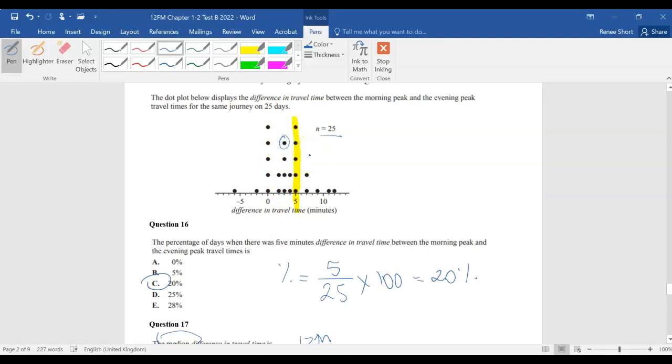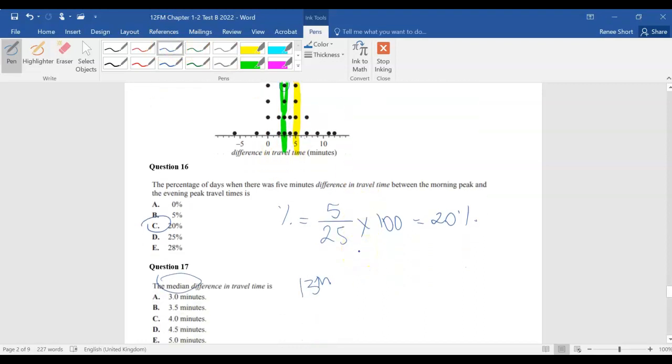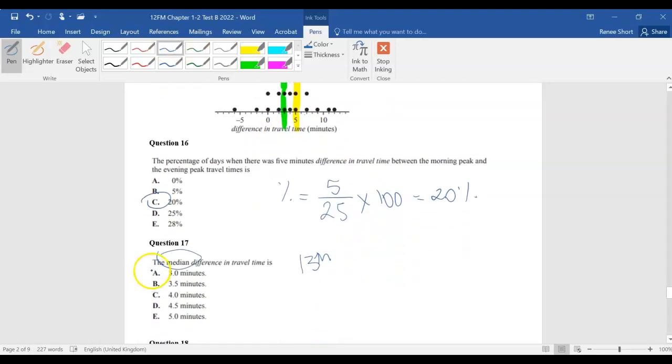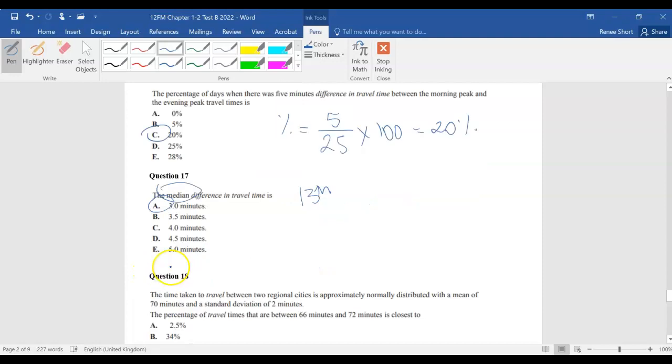I do like to count next to it to make sure I still get another 12 to know I haven't made a mistake. So if I keep counting, I get 1, 2, 3, 4, 5, 6, 7, 8, 9, 10, 11, 12. Now this one here lines up with being 3. So because the dots there are sitting on each of the lines, it is a median difference of 3 minutes.